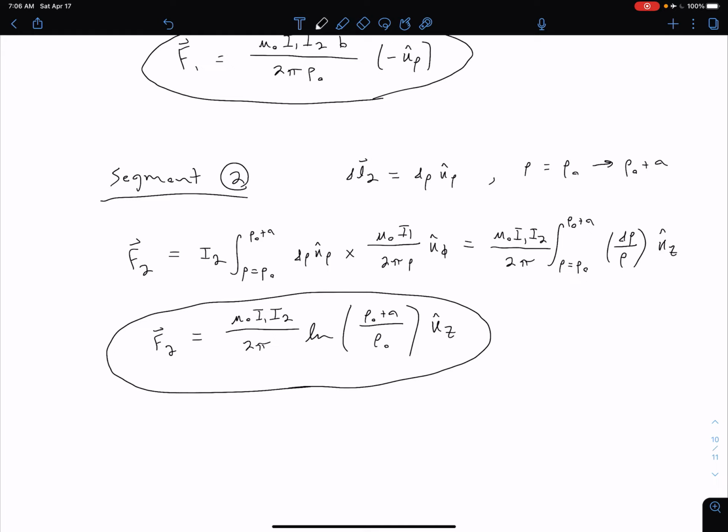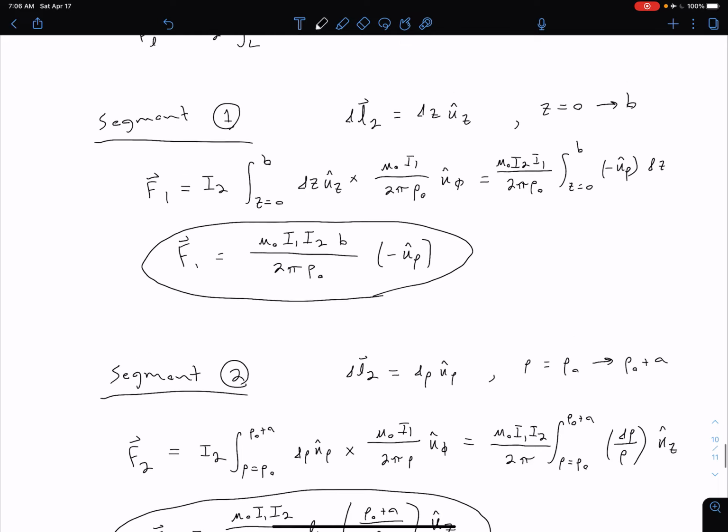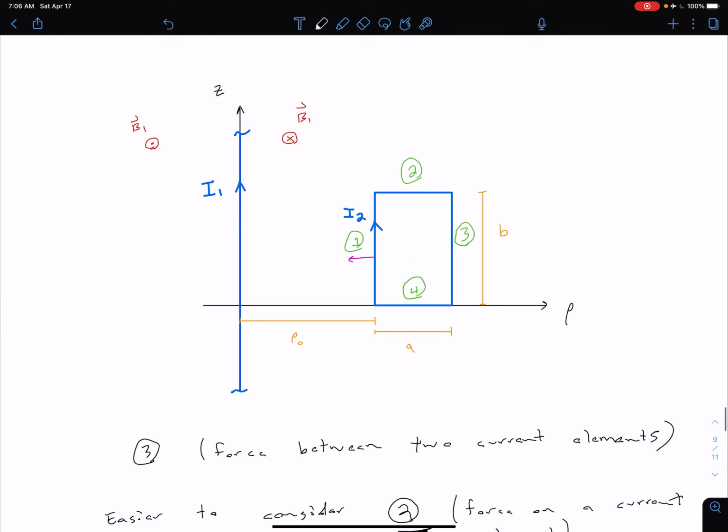Let's come back to our I2 current loop and look at exactly what that means. We can note that it's changing. We have this inverse relationship to our rho naught. And what we see is that it's in the z direction. So we're going to have some force up here, which is pulling this segment in this direction here.